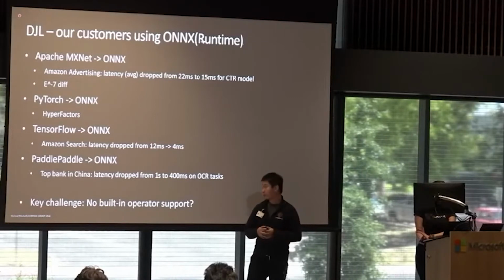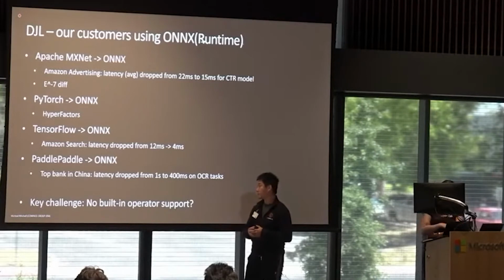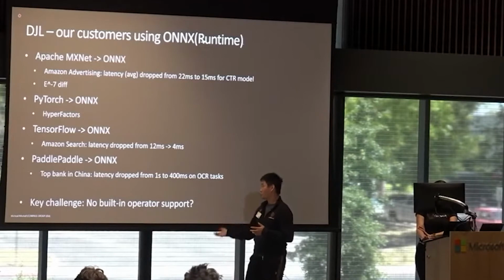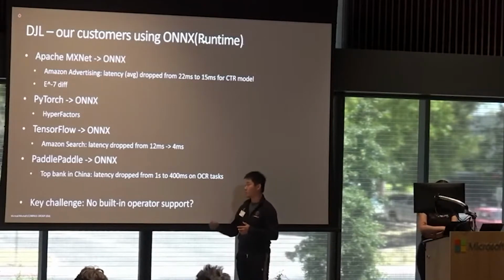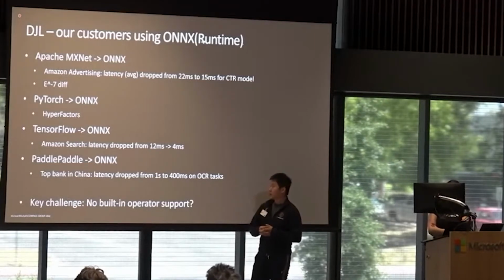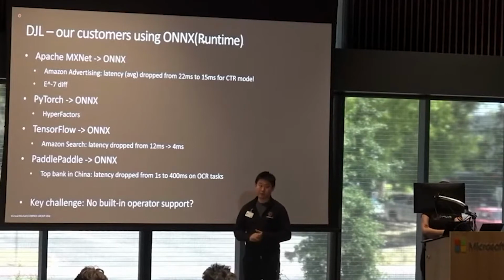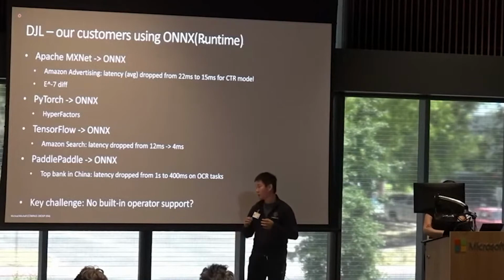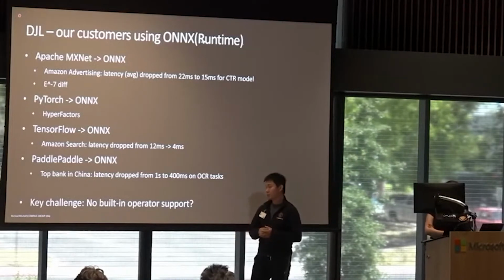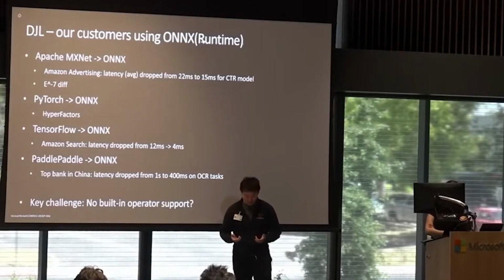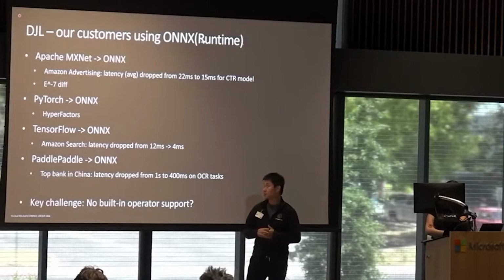After converting to ONNX with our support, one of the top banks from China successfully brought their OCR models' runtime from 1 second to less than 400 milliseconds on a single image. However, most people, especially those using ONNX Runtime, always face a very big challenge: because there are no built-in operators, they cannot easily do the pre-processing and post-processing inside of Java, especially n-dimensional array operations. So the DJL library offers a solution.